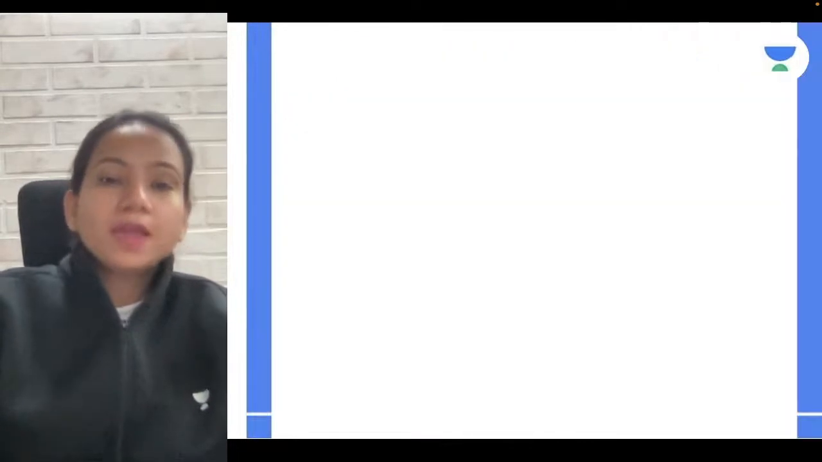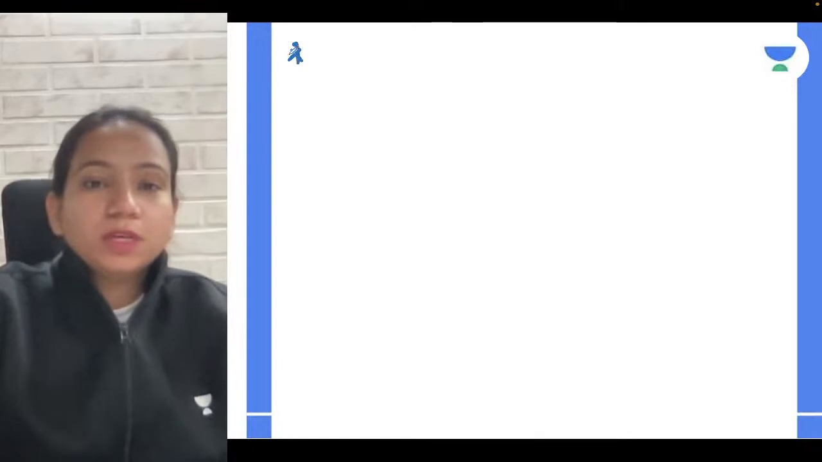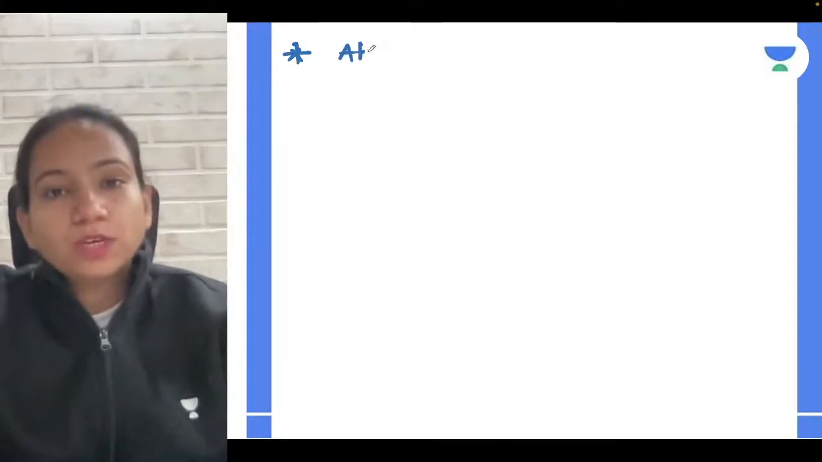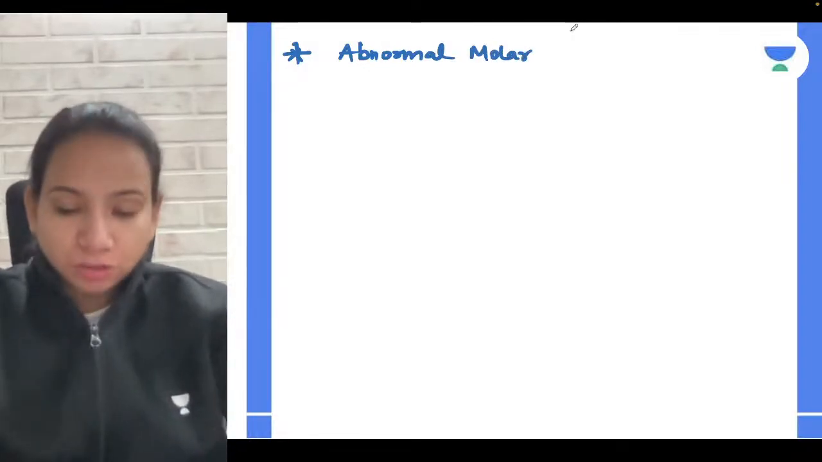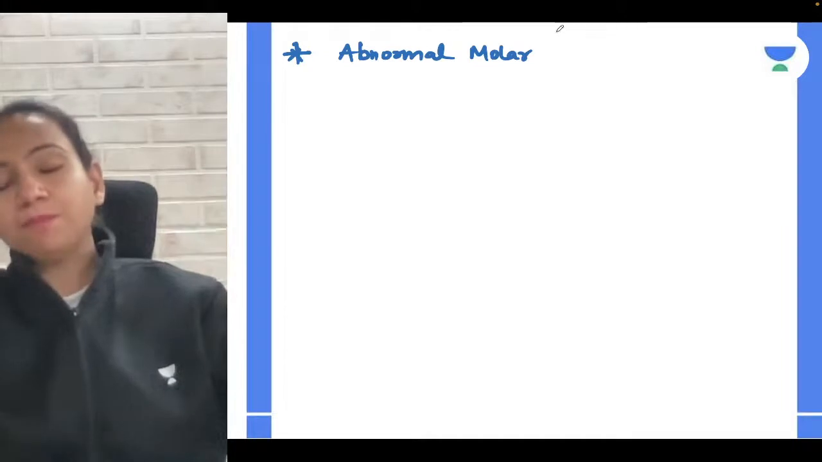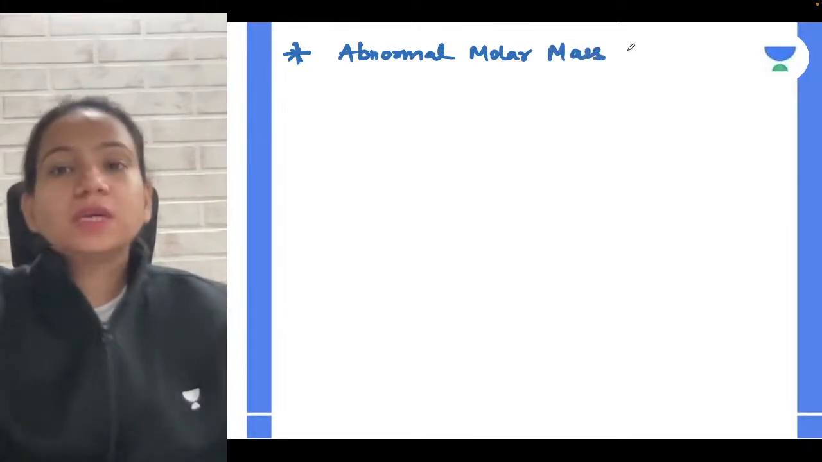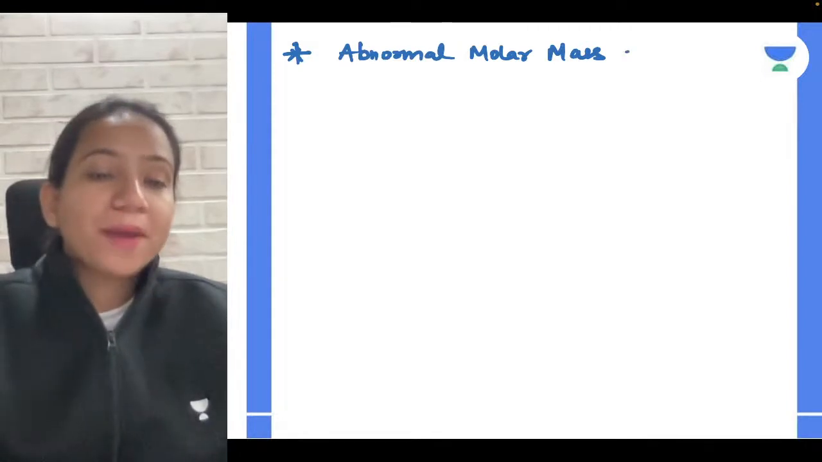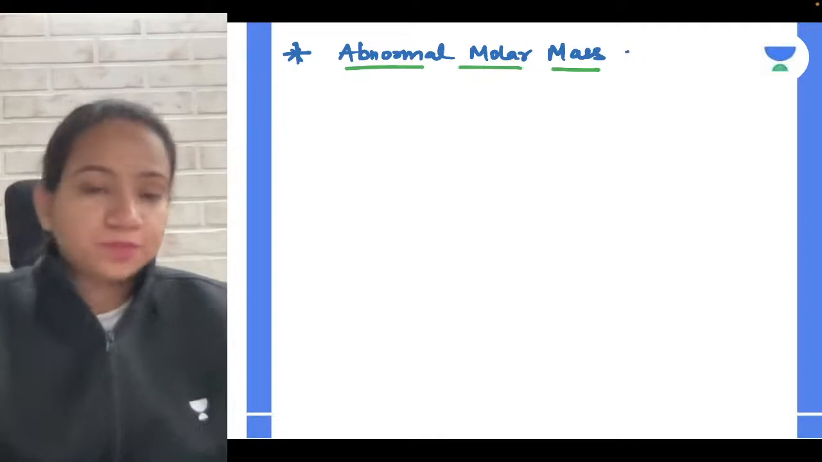So yeah, let's just start the topic without wasting time. First thing that we have to know is what is abnormal molar mass. Because Van't Hoff factor is a correction factor which helps us to correct the molar mass. But why is this required, why is there a requirement of correcting the mass? Let's discuss that.